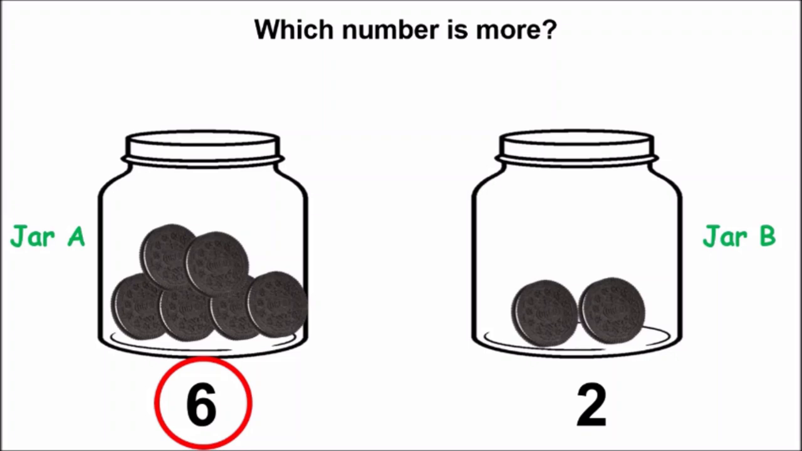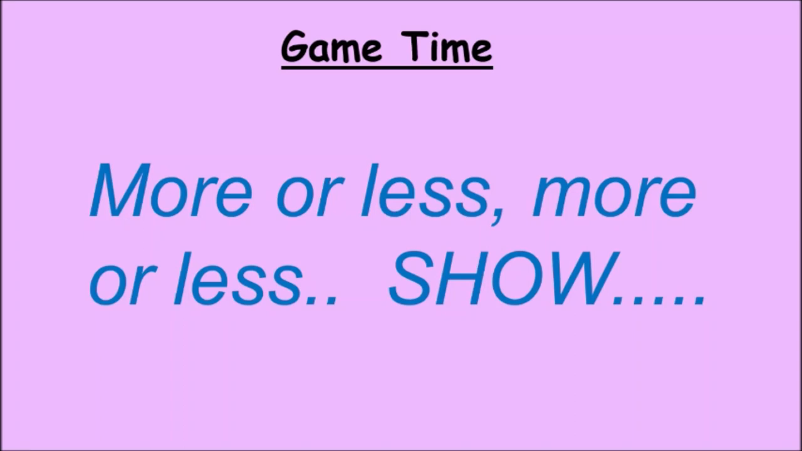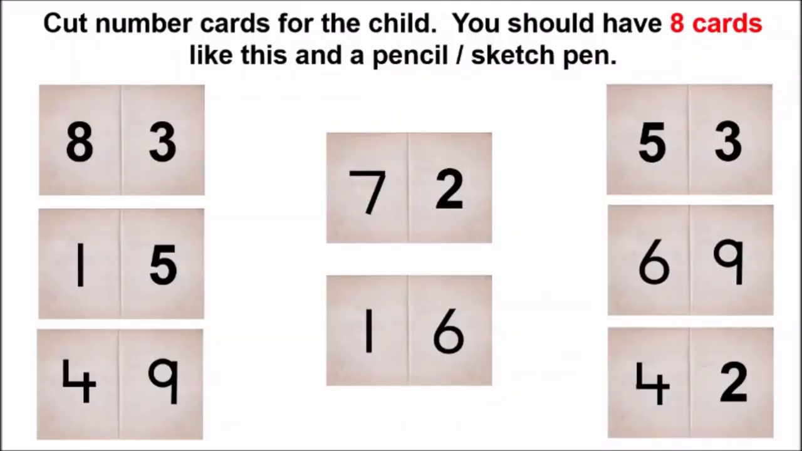Very good. Now it's time for an activity. So it's just like rock, paper, scissors. And for this game, you have to say more or less. More or less. Show! So are you ready for this game? Okay. But before that, tell your mama or papa to cut number cards for you. You should have 8 cards like this and a pencil or a sketch pen to circle the number which is more. So are you ready for the game?